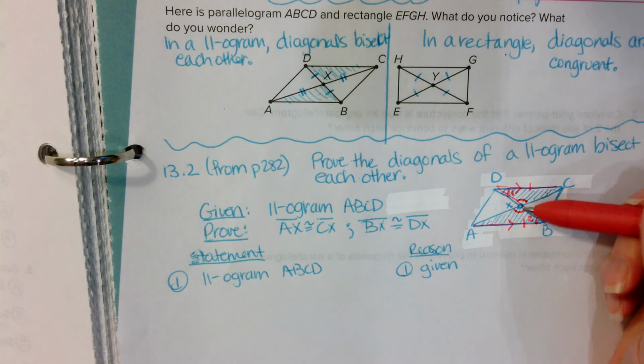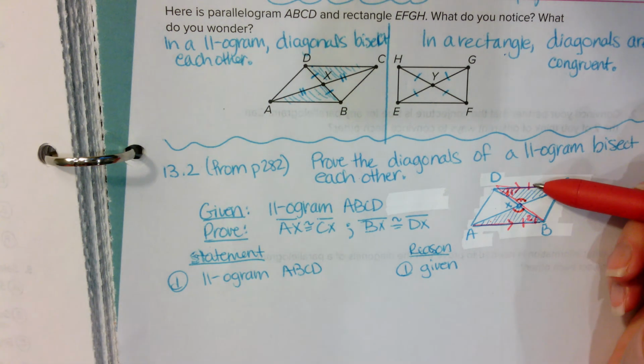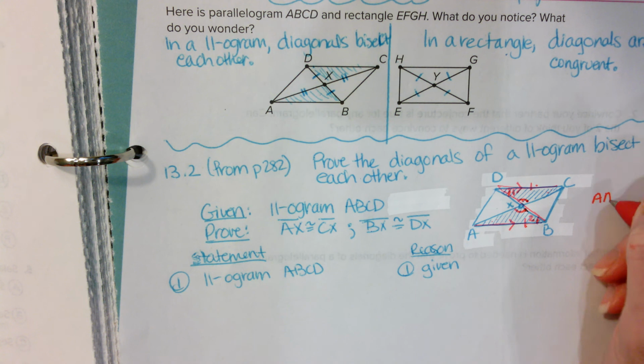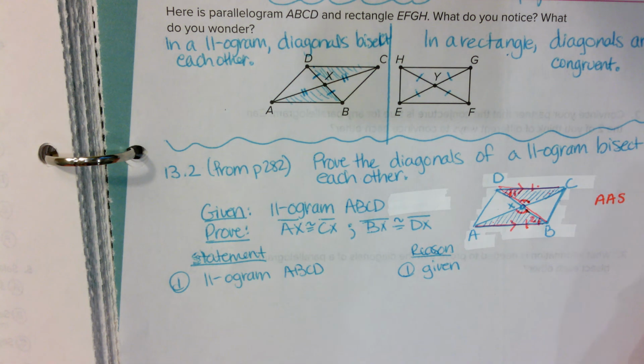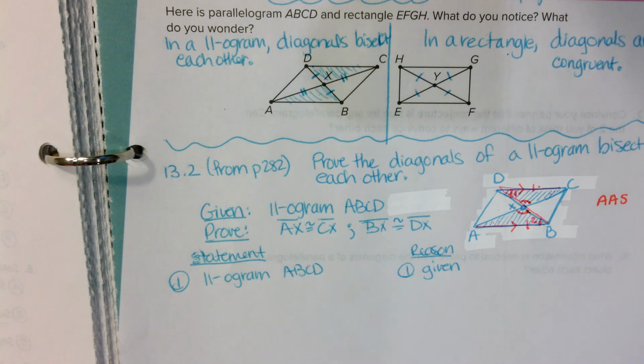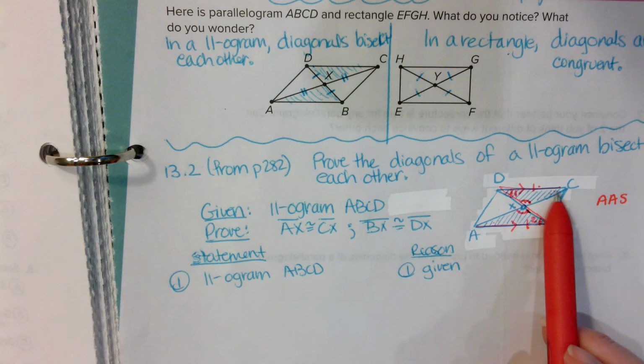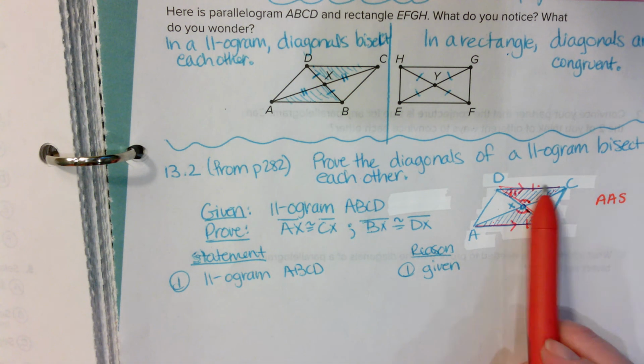This is where I'm getting angle, angle, and my non-included side. Angle, angle, and my non-included side. So I'm going to prove these two triangles are congruent with AAS. You could write SAA. It's just that the books tend to write AAS. So again, you had another option. If you did these two angles, you could do angle, side, angle.